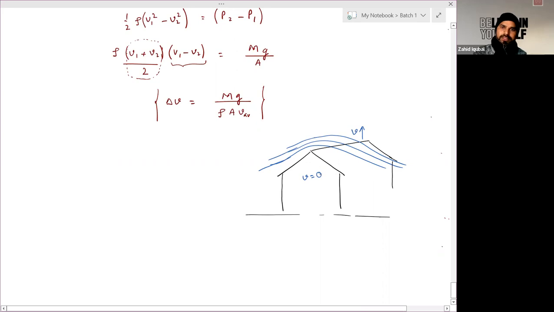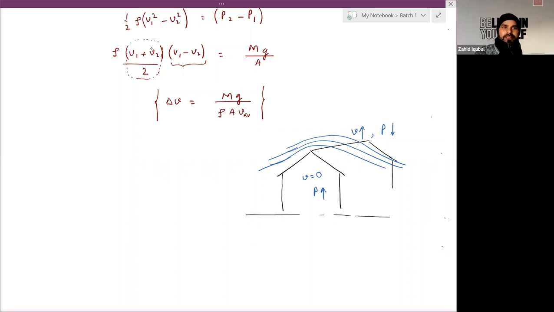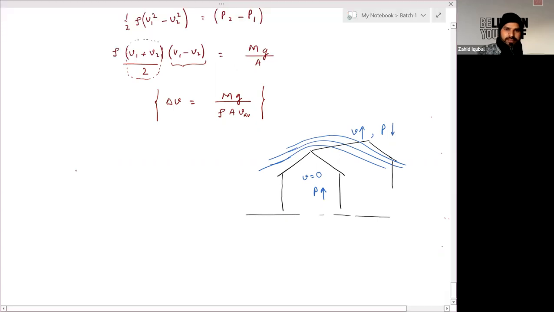This change in velocity will be capable of changing the pressure between the inner part and outer part. So the outer segment pressure will decrease and the inner part pressure will increase. This pressure will be enough to uplift this entire rooftop. So we may calculate how much pressure, force, or velocity of air is required to uplift this entire segment using Bernoulli's principle.